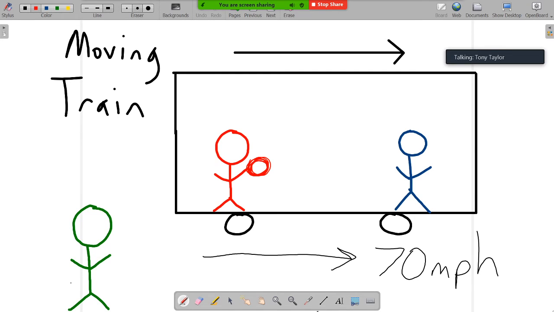Again, that's from the perspective of the person in green. The person in green sees the train moving at 70 miles per hour to the right. Now, let us go to the situation inside the train.